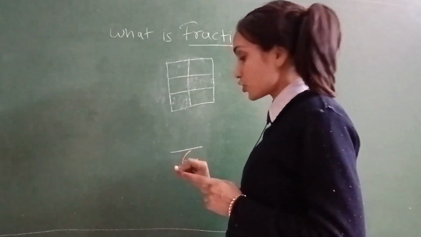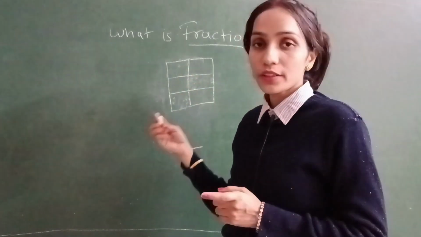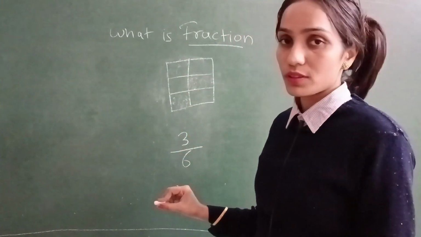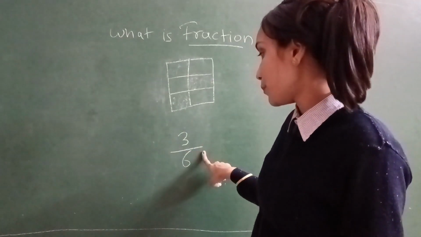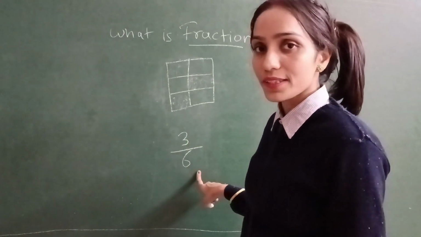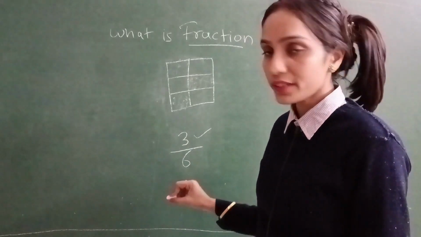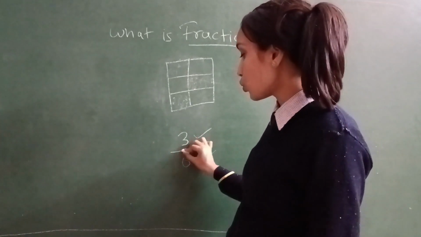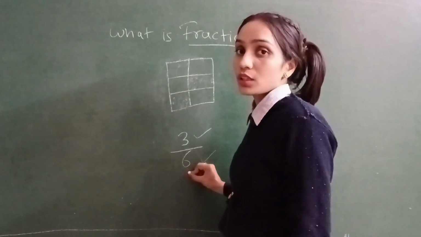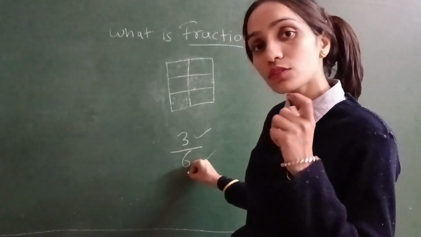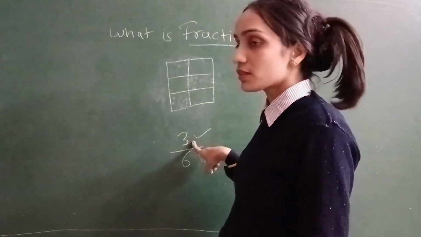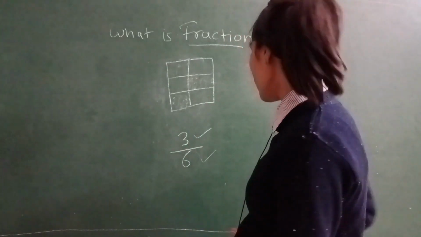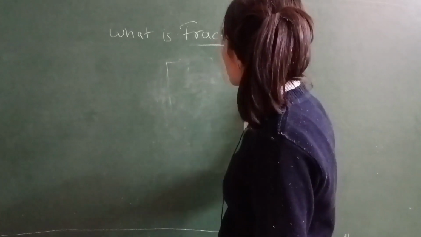6 as denominator. And how many shaded portions are there? 1, 2, 3. There are 3 shaded portions. So this fraction will be represented as 3 upon 6. Here 3 is the numerator and 6 is the denominator. So the total quantity should be represented as the denominator only, and this is the favorable quantity which you have chosen, right? All right.